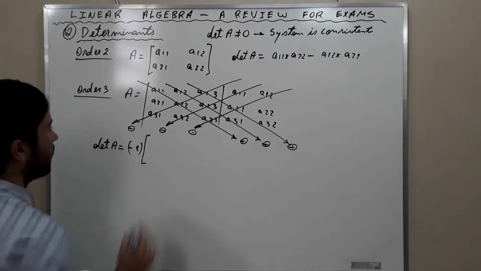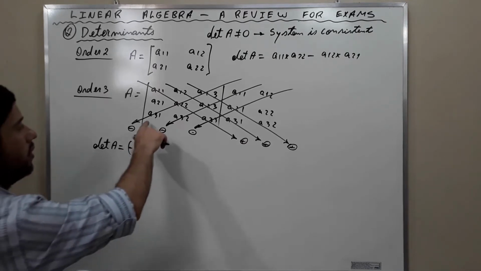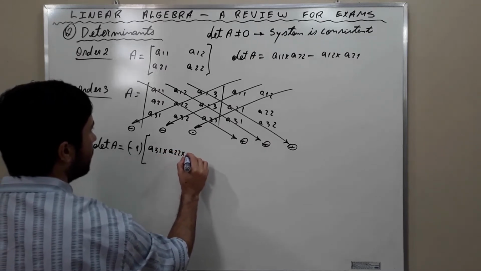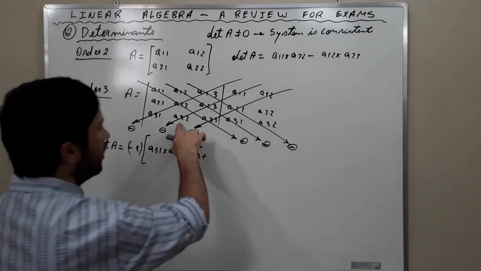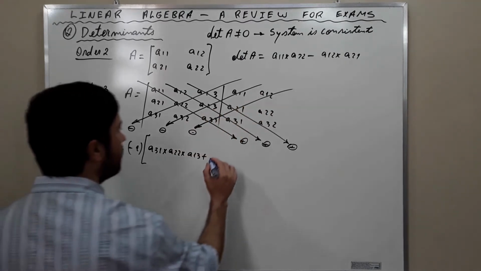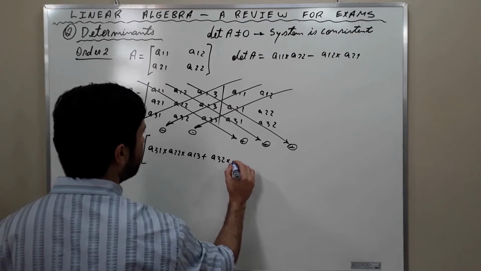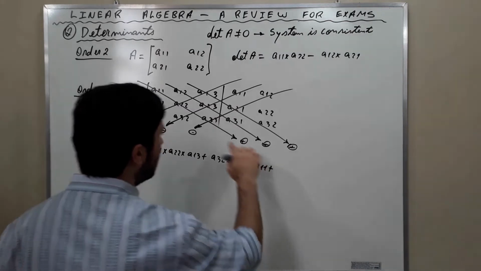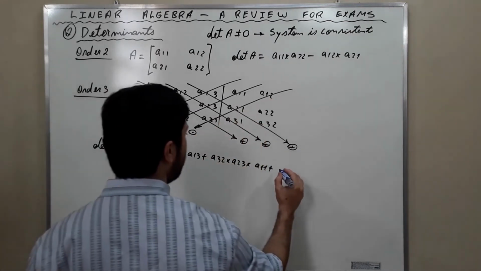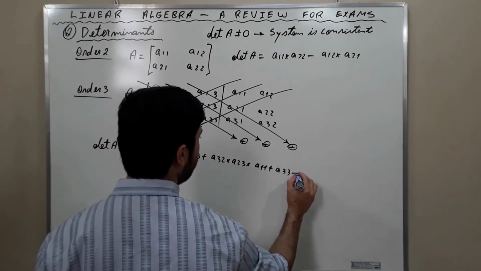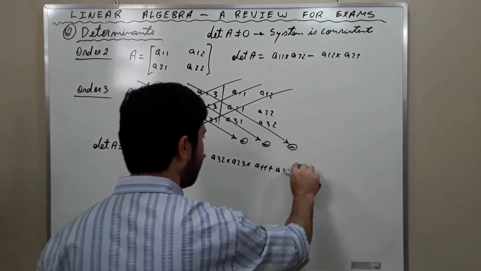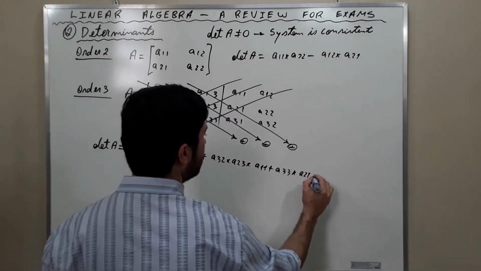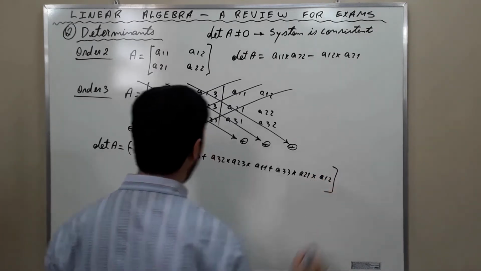-1 times the multiplication between these elements here, A31 times A22 times A13, plus the multiplication between these elements, A32 times A23 times A11, plus the multiplication between these elements, A33 times A21 times A12. Okay?